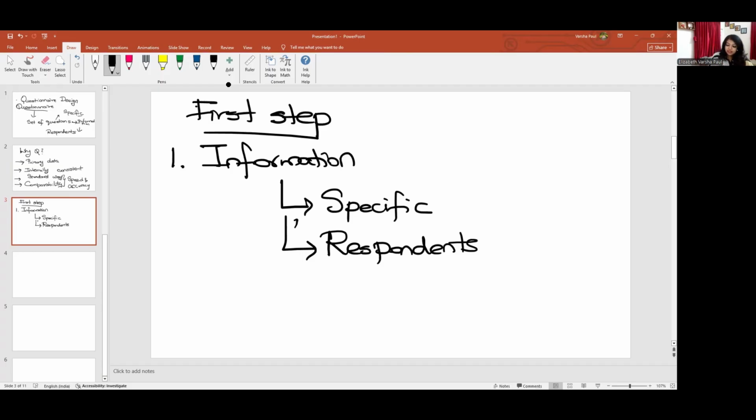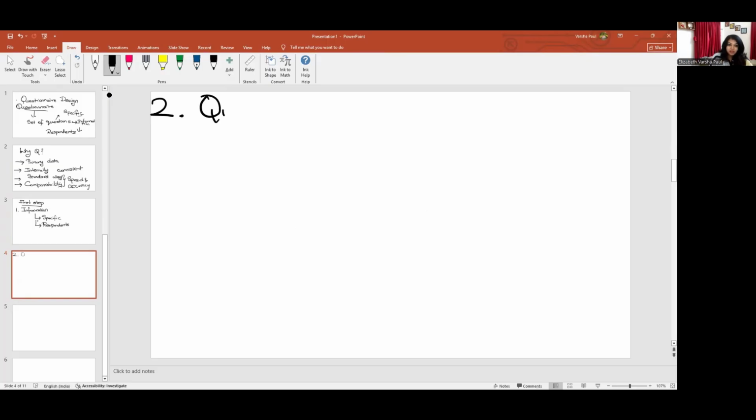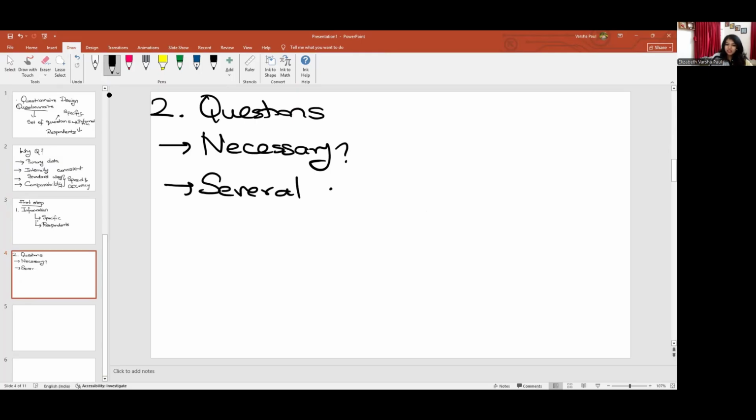Go with the second one: how the questions should be framed. First, always ask, is this question necessary for your understanding? Don't ask several questions, because it's monotonous and respondents may feel bored. But at the same time, you should ask probing questions. I have seen questionnaires run for pages. Please don't do that. Be very specific and precise with your questionnaires.